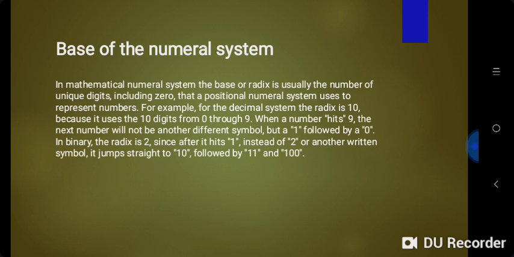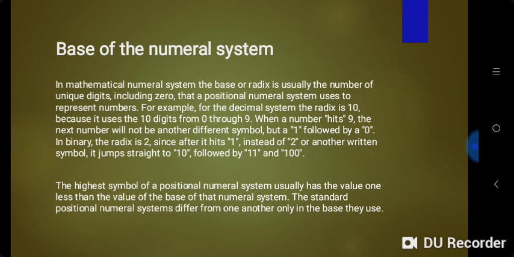And in binary, the radix is 2, since after it hits 1, instead of 2, it is followed by 10, by 11, and by 100. The highest symbol of a positional numeral system usually has the value 1 less than the value of the base of that numeral system. For example, in the binary system, the base is 2, so the highest possible digit is 1, because based on the definition, it is 1 less than the value of the base of the numeral system.